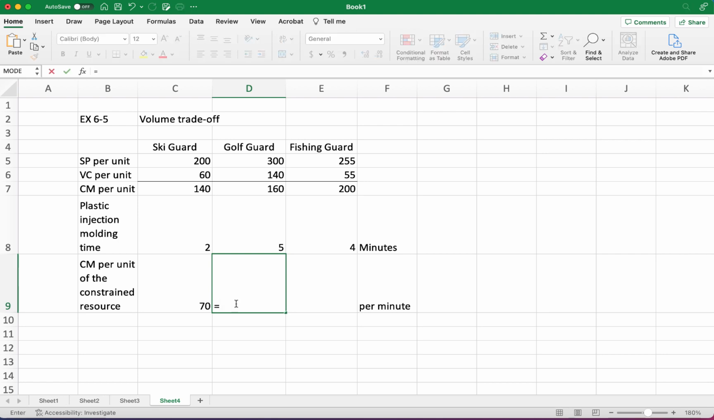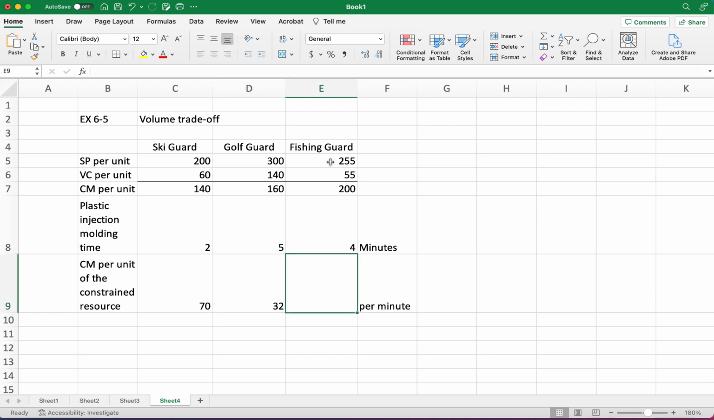We do the same exact thing for the golf guard. You take the $160, which is the contribution margin per unit, and divide by the time it takes us to make a golf guard using this plastic injection molding machine. So we divide by 5 minutes. We get $32.